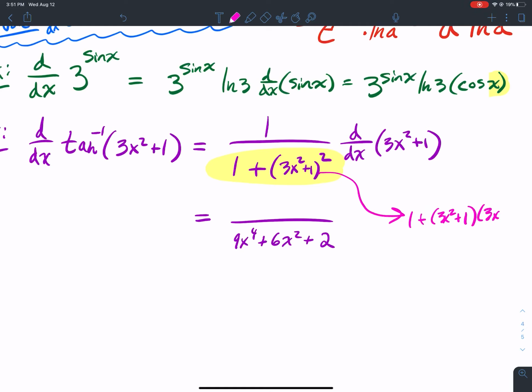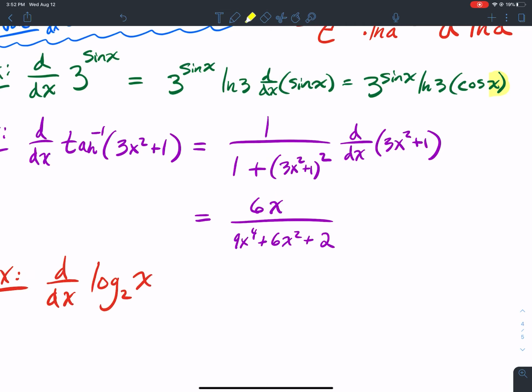Now the numerator is a little bit easier. I just take the derivative of 3x squared plus 1. So 3x squared, bring the 2 out front. 2 comes out front, 2 times 3 is 6, and then subtract 1, I just have x. And so that is my final answer.